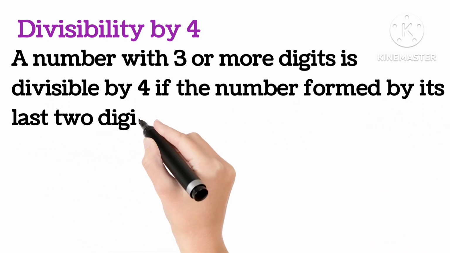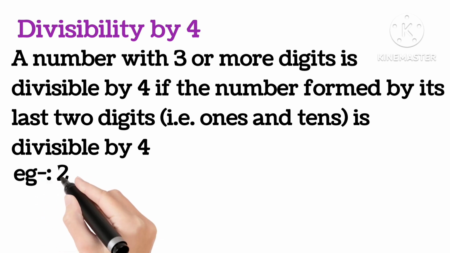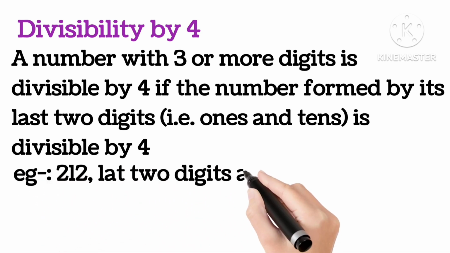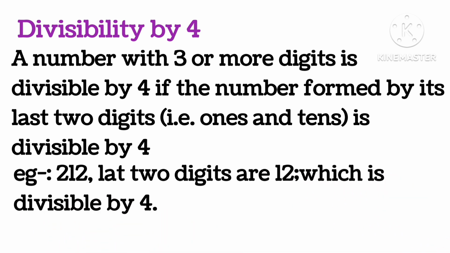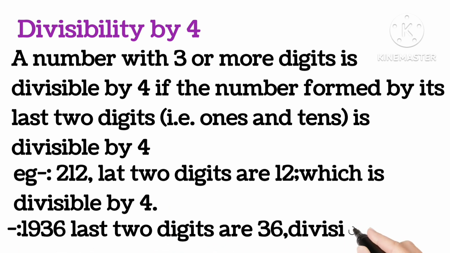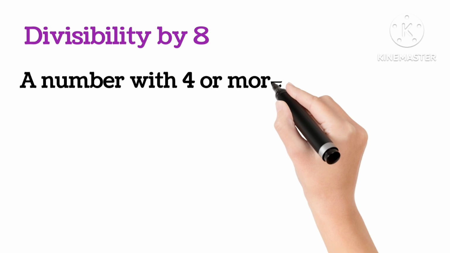Let's check divisibility by 4. It says a number with 3 or more digits is divisible by 4 if the number formed by its last 2 digits is divisible by 4. For example, 212. The last 2 digits are 12, and 12 is divisible by 4, since 4 threes are 12. The entire number will be divisible by 4. This rule is applicable only for numbers with 3 digits or more. So in 1936, the last 2 digits are 36, and 36 is divisible by 4, since 4 nines are 36. So the entire number will be divisible by 4.